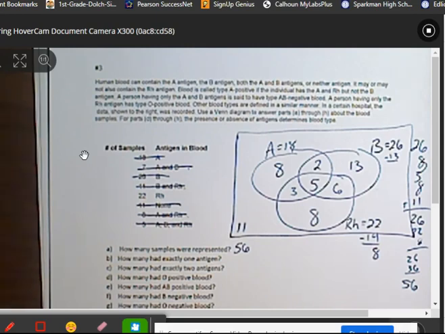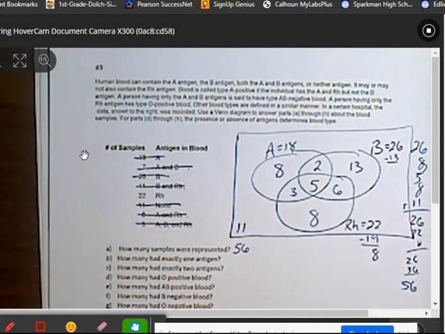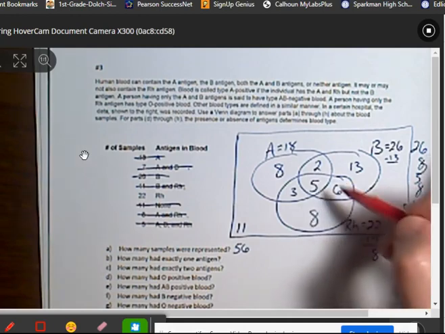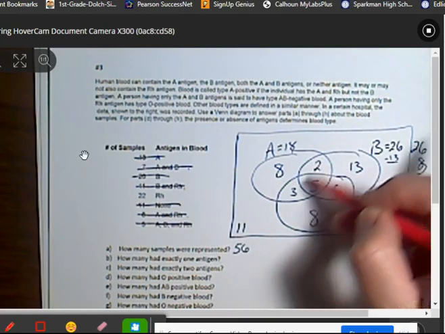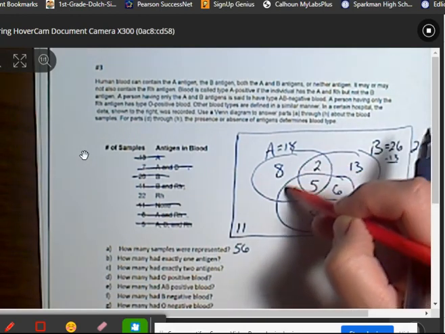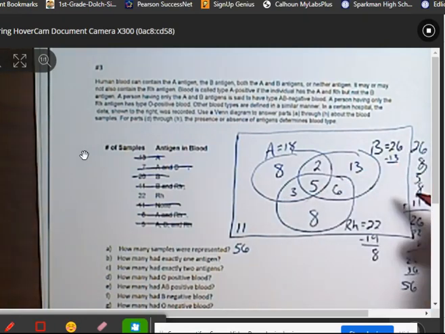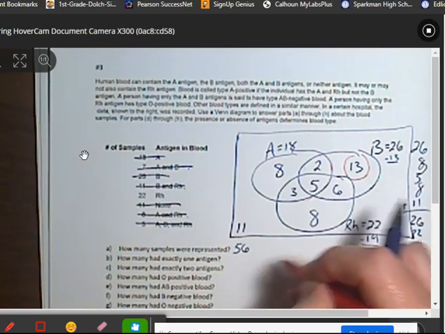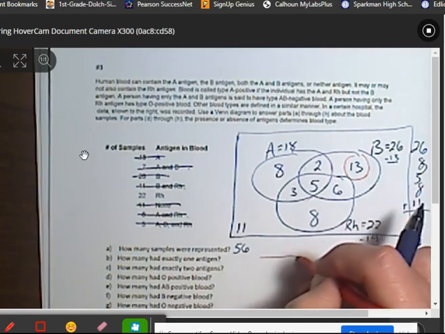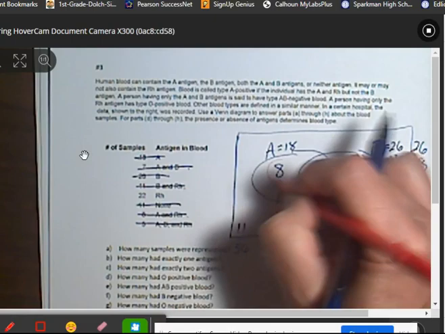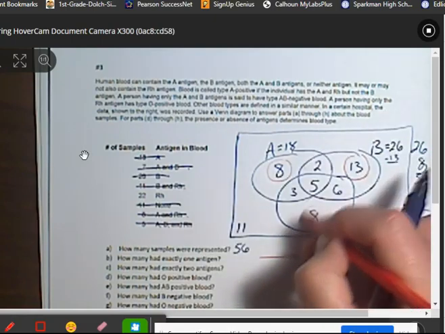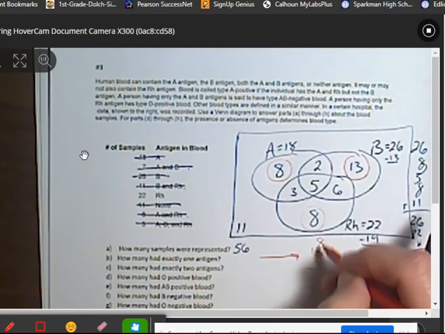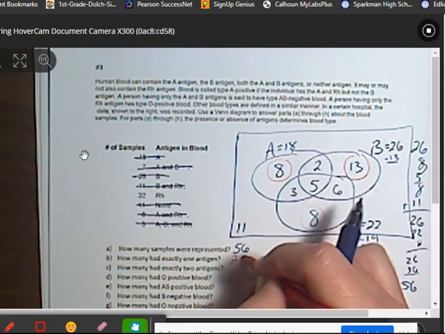Okay, so then it says how many had exactly one antigen. Okay, so that's your overlaps. That's taking out all the overlaps, everything that's in here. So anything that's got 2 or 3, you take all these out. And so this is all your 2s and 3s in here. So this would be, you had 13 that have just the B. You had 8 that were just an A. And then you had 8 that were just an RH. Add all those together, and that came out to be 29.